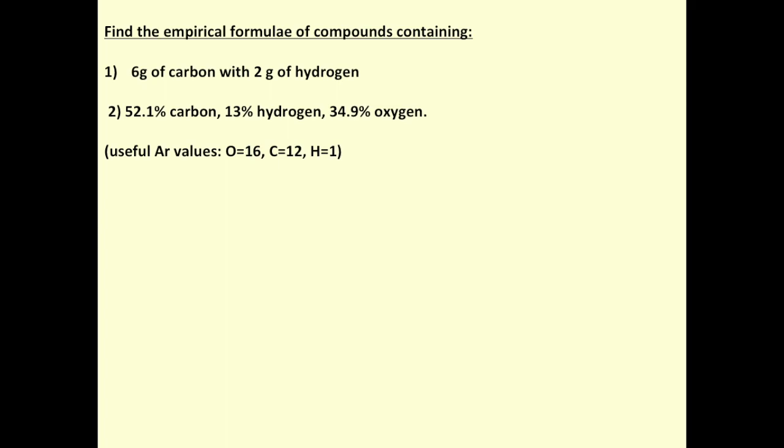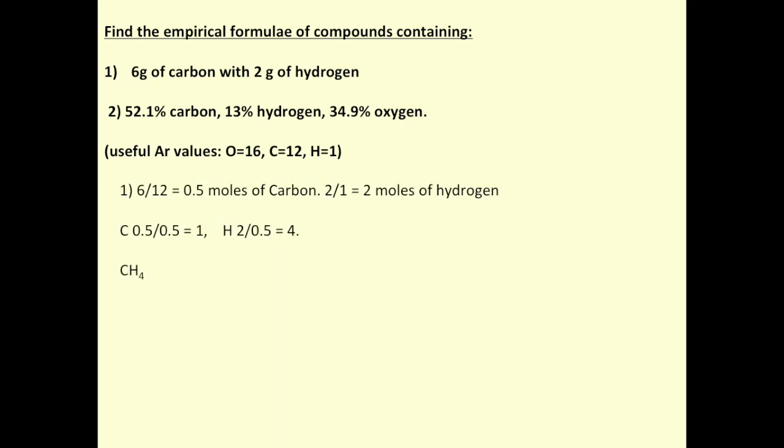So we're going to do that by doing mass divided by RAM. So 6 divided by 12 is going to give us the number of moles of carbon that we've got there. And 2 divided by 1, which equals 2, is going to give you the number of moles of hydrogen you've got there. So when you do that, we realise we've got 0.5 moles of carbon attached to 2 moles of hydrogen.